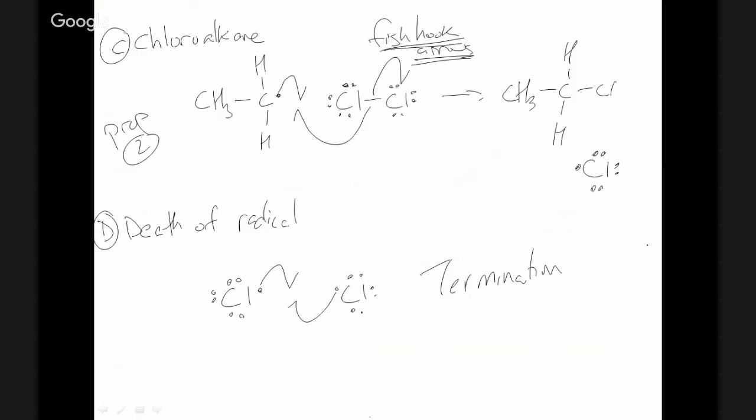But this is the radical chain mechanism. Okay. So the most favorable step is that propagation 2. It just keeps going and going and going. Okay, or propagation 1 and 2, if you want to think about it like that. Okay, it just propagates.